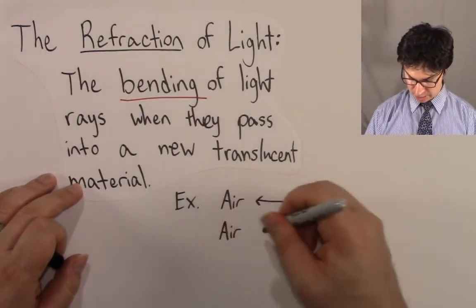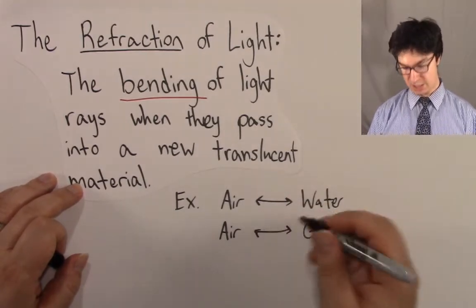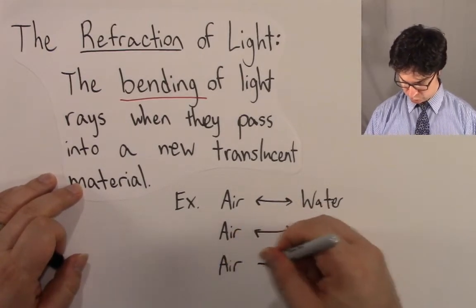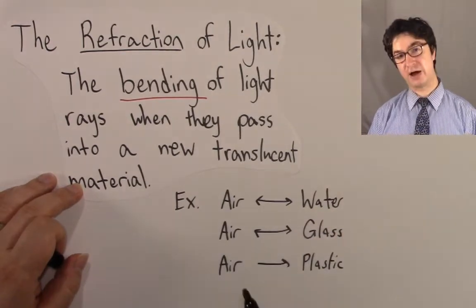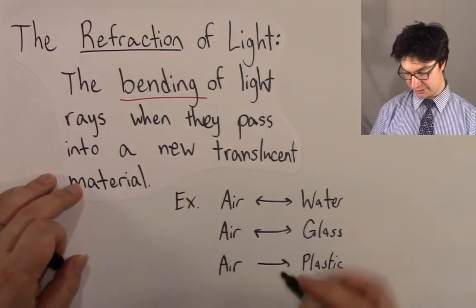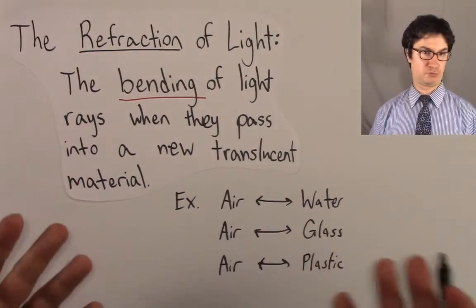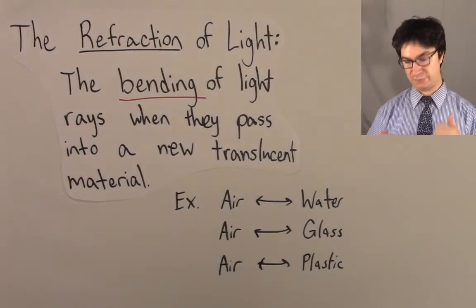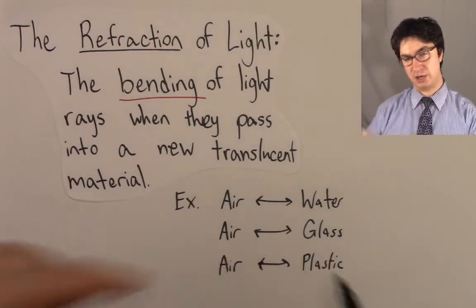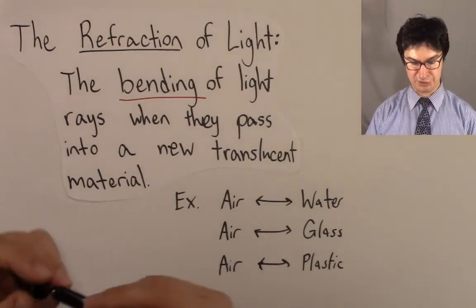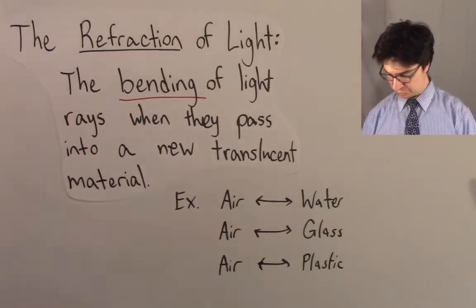How about air into glass? And vice versa, glass into air. How about air into plastic? So if you're wearing contact lenses right now, the refraction of light from the air into the plastic and then the plastic back into the air is going to be responsible for this bending of the light to focus the light better for your retina. Same thing for me wearing my glasses right now. Air into glass, glass into air is responsible for the bending of light to make my glasses help me see better.